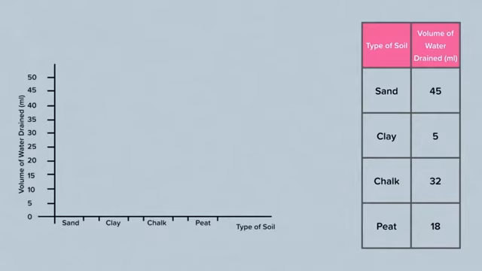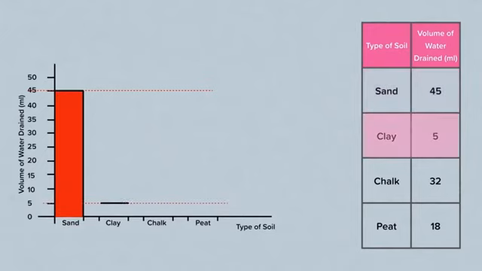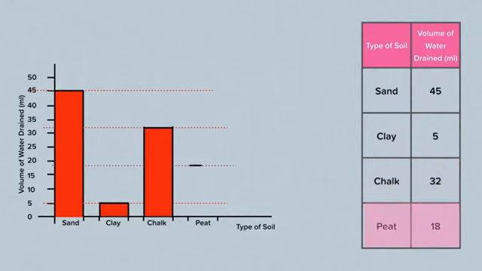You could draw a bar chart to represent this information. We would put types of soil along the bottom and volume of water drained in millilitres along the y-axis, the side axis. Make sure you draw a scale that's even, so we've gone up in 5s: 5, 10, 15, 20, 25, 30, etc. Make sure you leave a gap between your bars and draw them on with a pencil and a ruler.